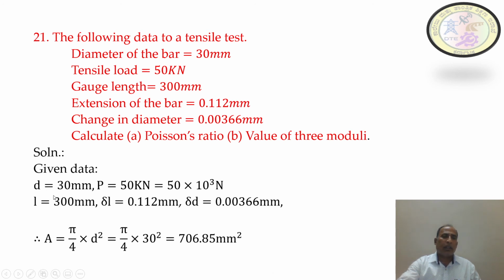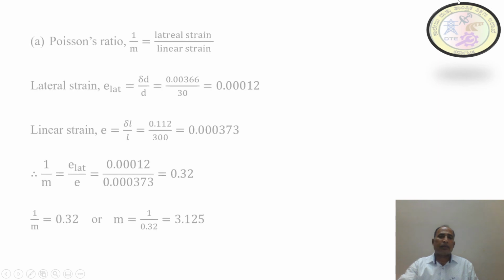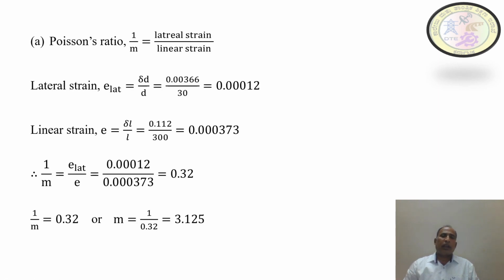Note down the given data. D is equal to 30 mm and P is 50 kN, that is 50 into 10 raised to 3 Newton, and length L is 300 mm and delta L is 0.112 mm and delta D is 0.00366 mm. As the diameter is given, we can calculate cross-sectional area of the bar. A is equal to pi by 4 into D square, that is pi by 4 into 30 square, that is 706.85 mm square.